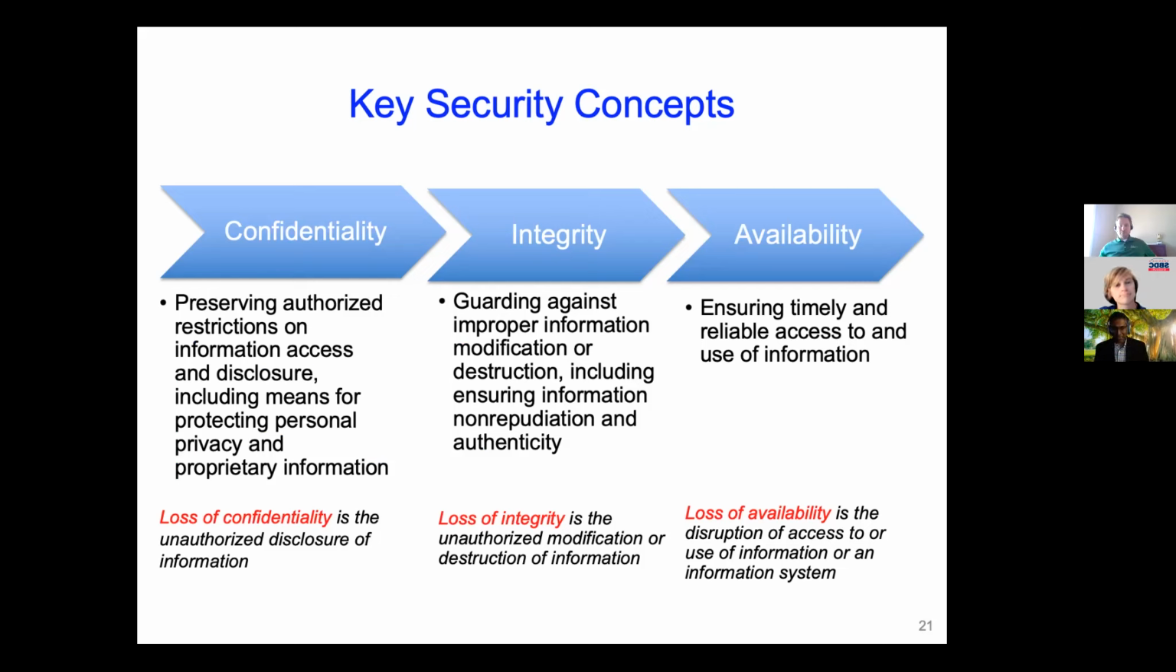In confidentiality, we're trying to preserve authorized restrictions on information access and disclosure to protect personal privacy and proprietary information. In integrity attacks, we are making sure we don't have people modifying or destroying information that we think is supposed to be sacred, right? Or is going to be critical for your business. And availability is making sure you have timely and reliable access to the services or data that you're going to be using to operate your business.